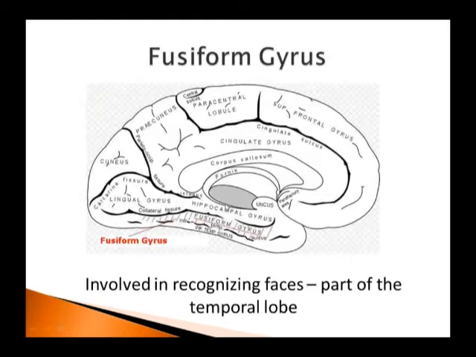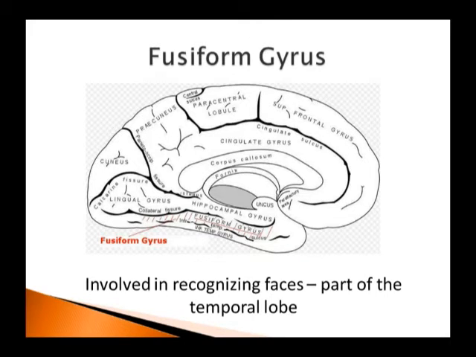If we take this a little bit deeper and look at the brain specifically, there is a particular area in the brain called the fusiform gyrus. The fusiform gyrus is involved in recognizing faces. It's actually part of the temporal lobe. And the temporal lobe, if you put your hand over your ear, essentially you're putting your hand right over top of the temporal lobe. That's where the temporal lobe sits, right and left.